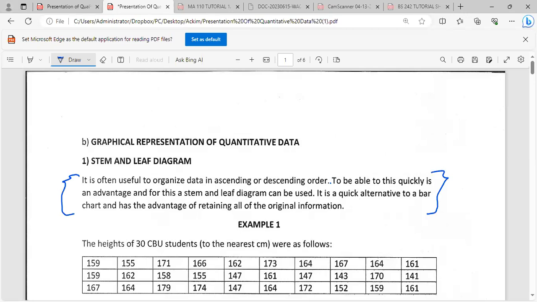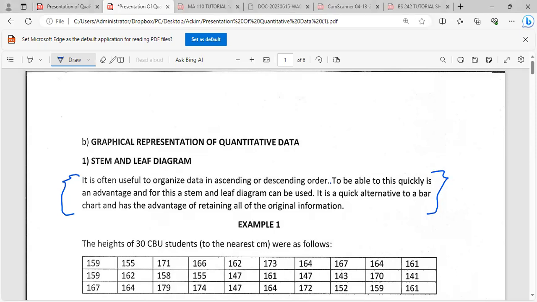The advantage is it's quick, and the stem and leaf, as the alternative to a bar chart, has the advantage of retaining all the original information. In a bar chart, you won't know which values are which, but for the stem and leaf, you will see that we can retain the data. So to begin with, we will need to study the numbers that we have.